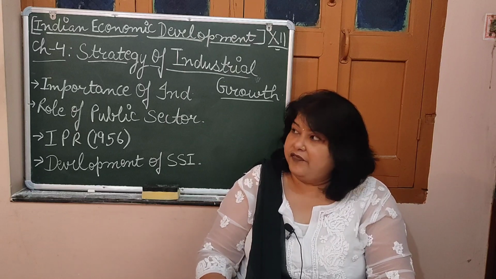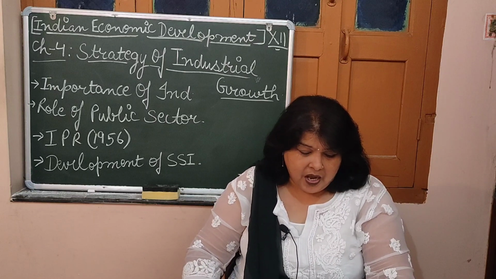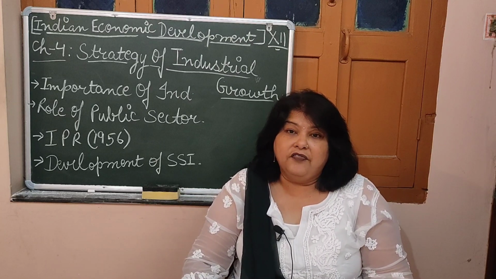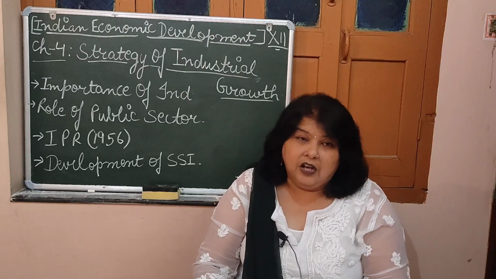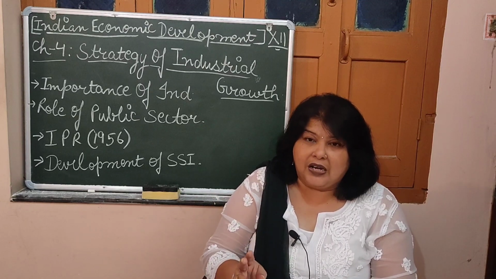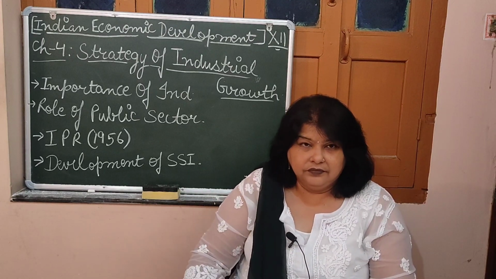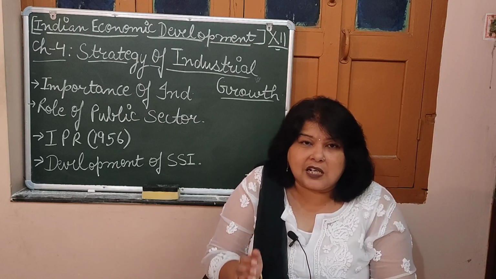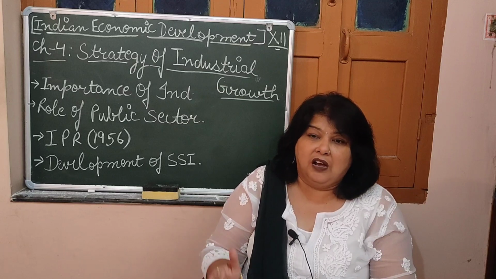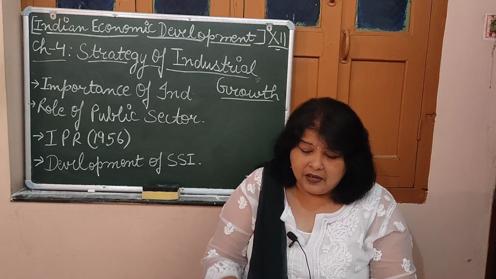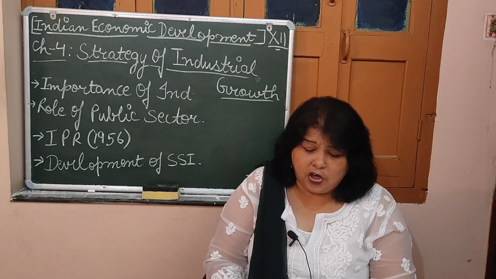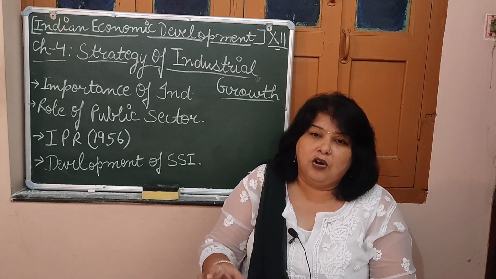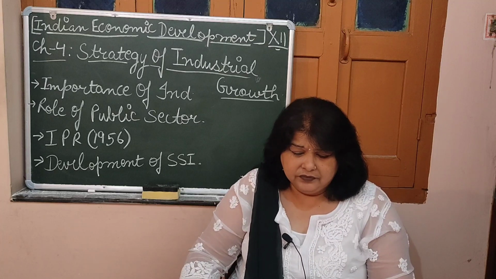IPR 1956. In the IPR policy, there was a declaration of a few things. There was a threefold classification of industries. The industries which were exclusively in the hands of the government were defense, energy, atomic energy, and railways. They were solely under the control of the government.